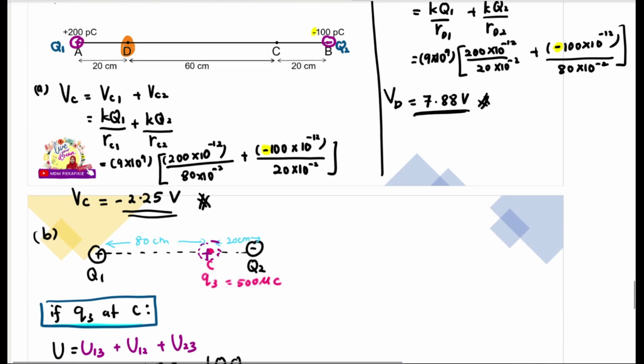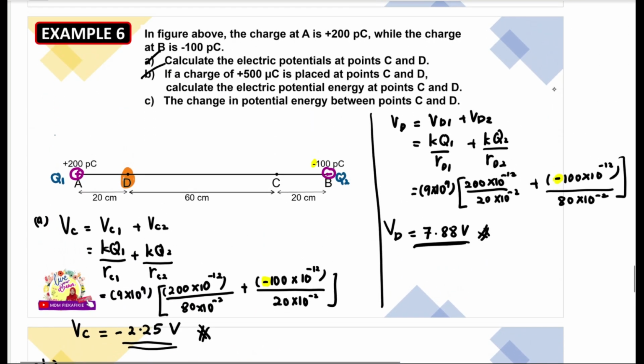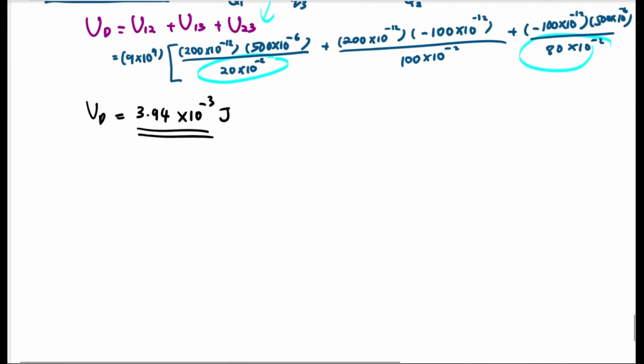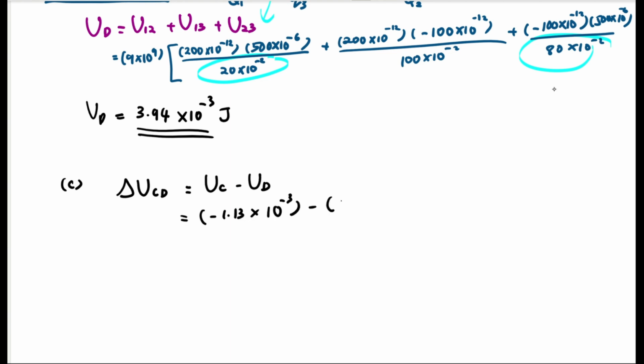Alright, and then the next question. See the change in potential energy between point C and point D. The change delta U between C and D is equal to UC minus UD. I put in the values we calculated for UC, and UD we got positive earlier. Finally, you will have your answer here, negative 5.07 exponent negative 3 joule. Alright, so this is the answer.